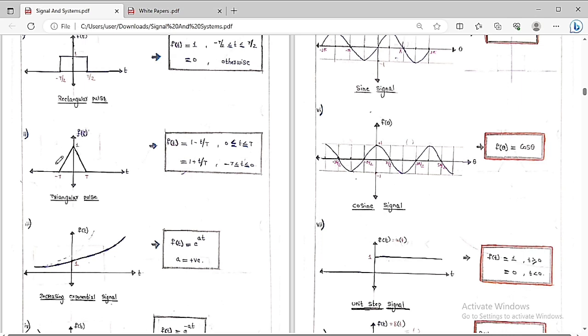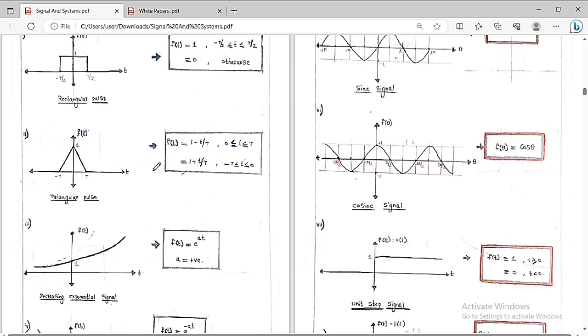Similarly, for the region from -T to 0, the expression of the function is f(t) = 1 + t/T. If we substitute t = 0, we get its value equal to 1, and if we substitute t = -T, we get its value equal to 0. So these are the two things you always have to keep in mind.